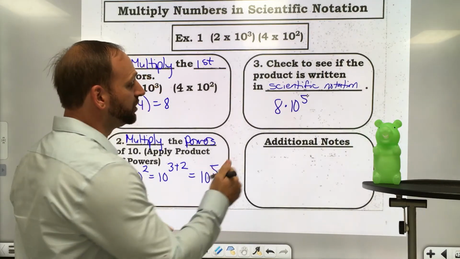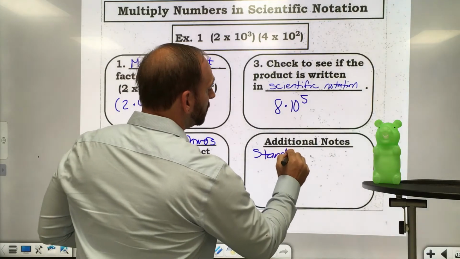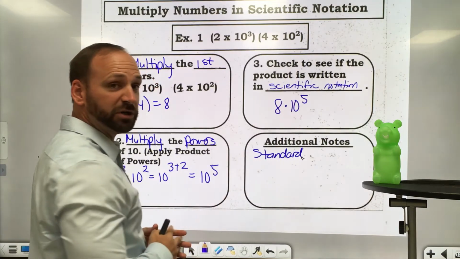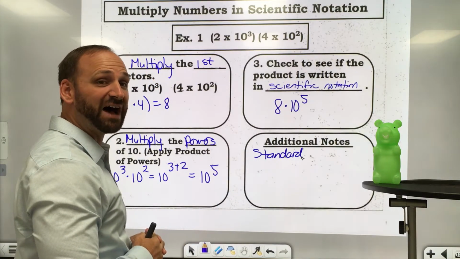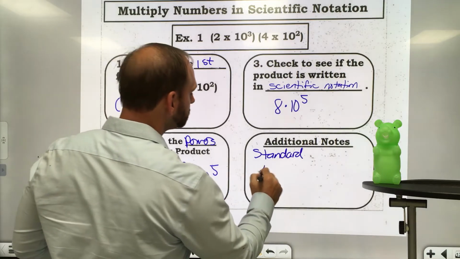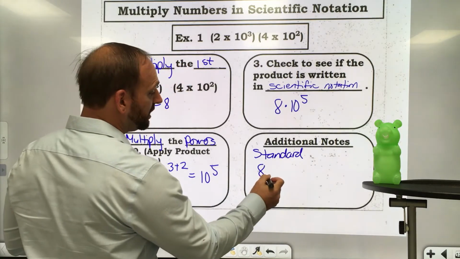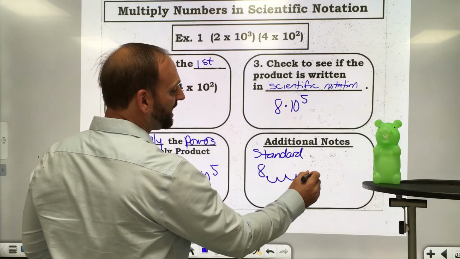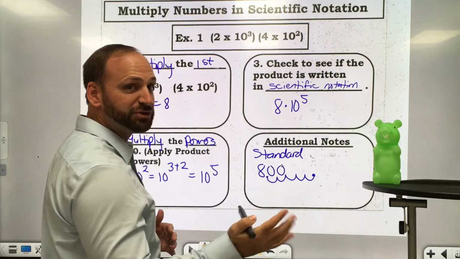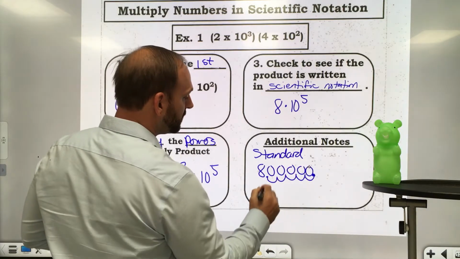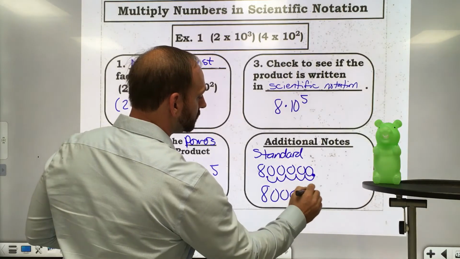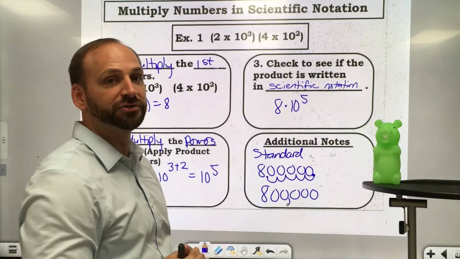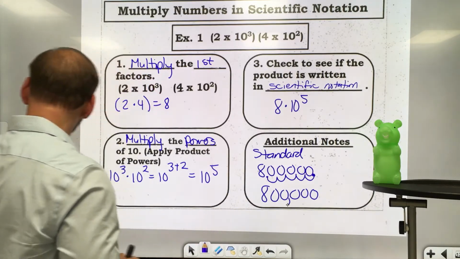Now I could also convert this to standard notation if I wanted to. This exponent is positive and it tells me to move the decimal 5 places to the right. So right now my decimal is to the right of the 8. So I'll go 1, 2, 3, 4, 5. Fill these gaps in with zeros. And I would have an answer in standard notation of 800,000. Let's go ahead and look at the second example.